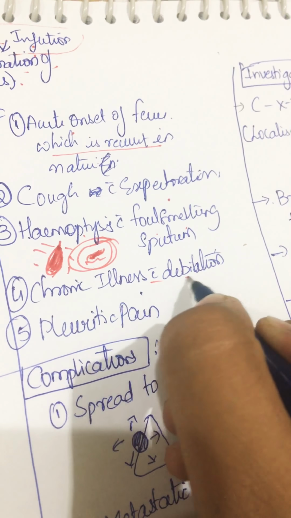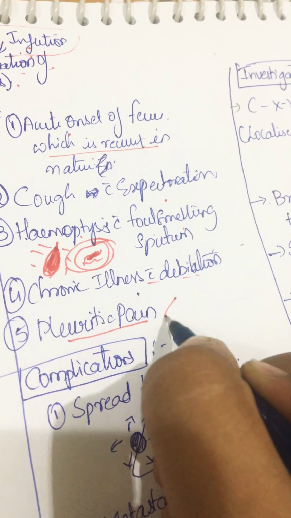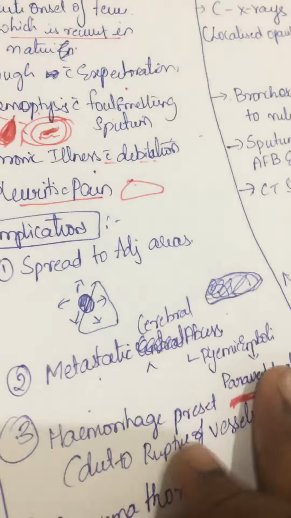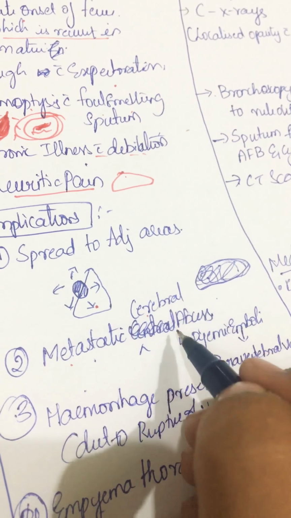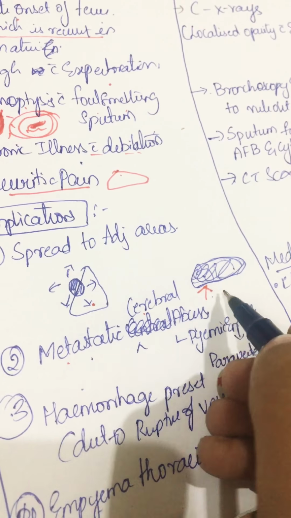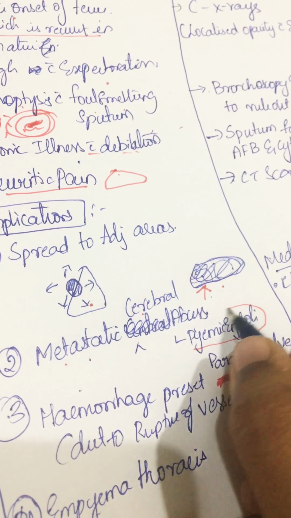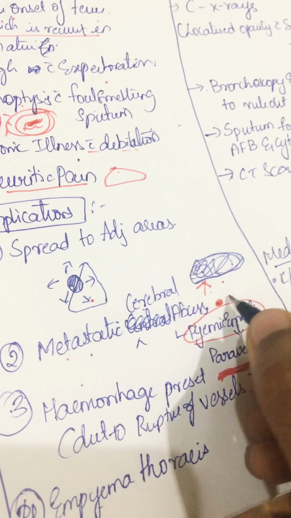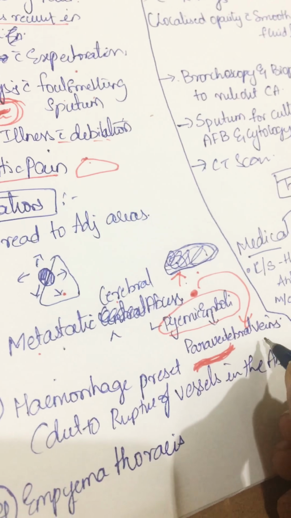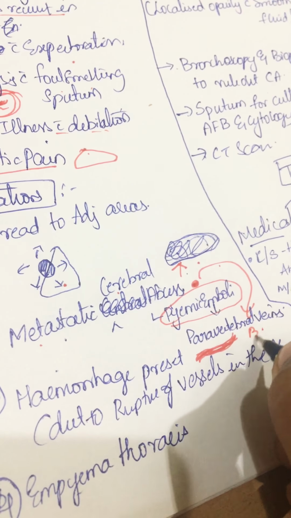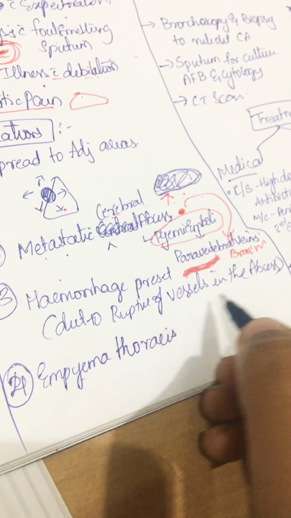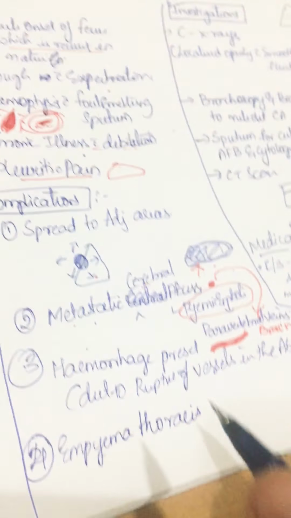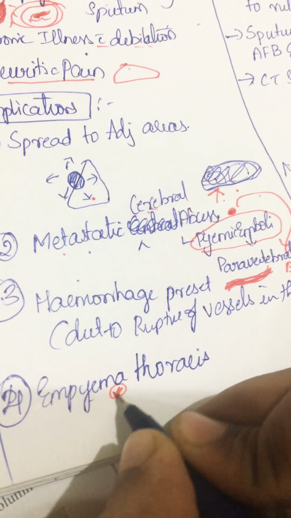Next, chronic illness with debilitation and a pleuritic pain in the chest. Complications are spread to adjacent areas. Metastasis may spread to the cerebral hemisphere due to pyemic emboli. Pyemic emboli are pus-formed emboli which travel through paravertebral veins to the brain, which results in cerebral abscess. Next, hemorrhage due to rupture of vessels in the abscess. And empyema thoracis, which is the collection of pus in the pleural cavity.